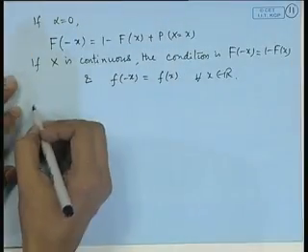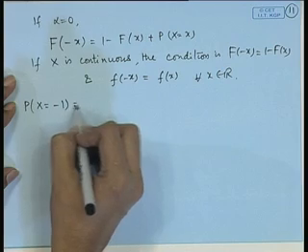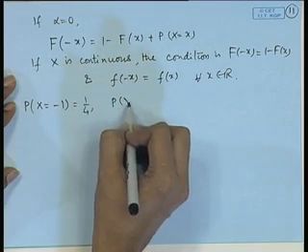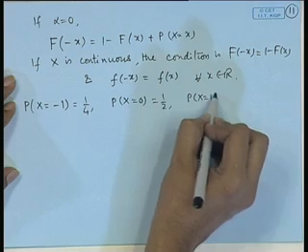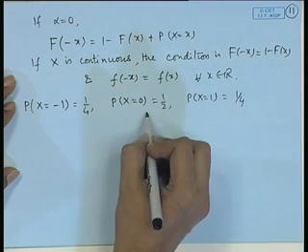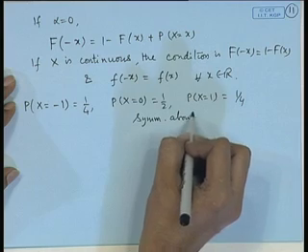You may also define a discrete symmetric distribution. Probability X equal to say minus 1 is 1 by 4, probability X equal to 0 is half, probability X equal to 1 is 1 by 4. So, this is symmetric about 0.